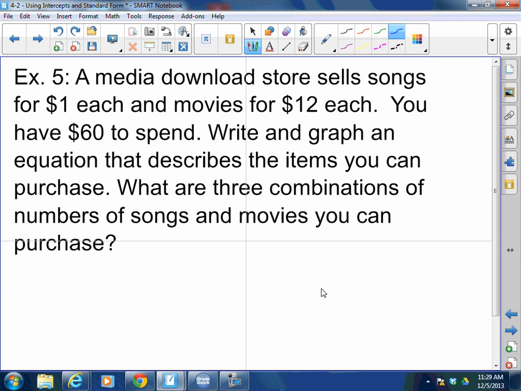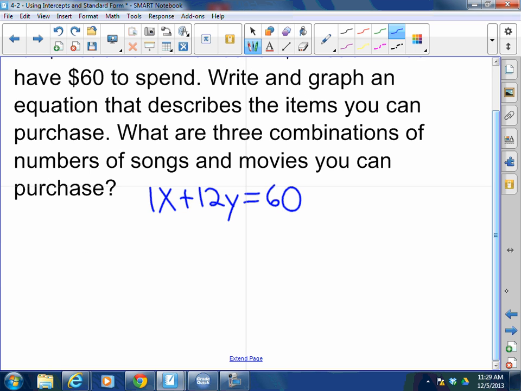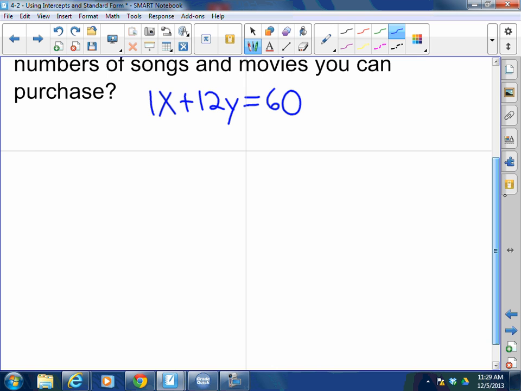Well, first of all, you know me, I like to label things. So I'm going to say that songs are x and the movies are y. Okay? And doesn't this tell me that $1 for every song x plus $12 for every movie y, doesn't that have to equal $60? Now, do you want to solve for y here, or do you want to use the x and y intercepts? You want to use the x and y intercepts here big time.